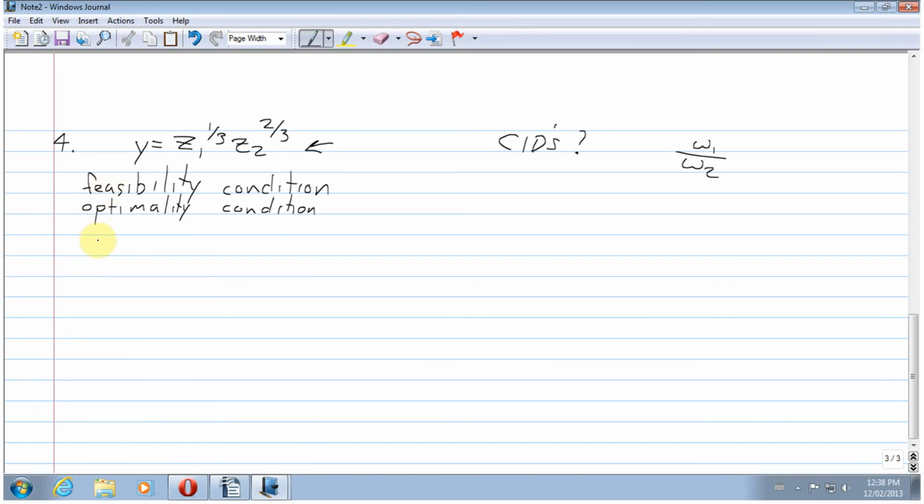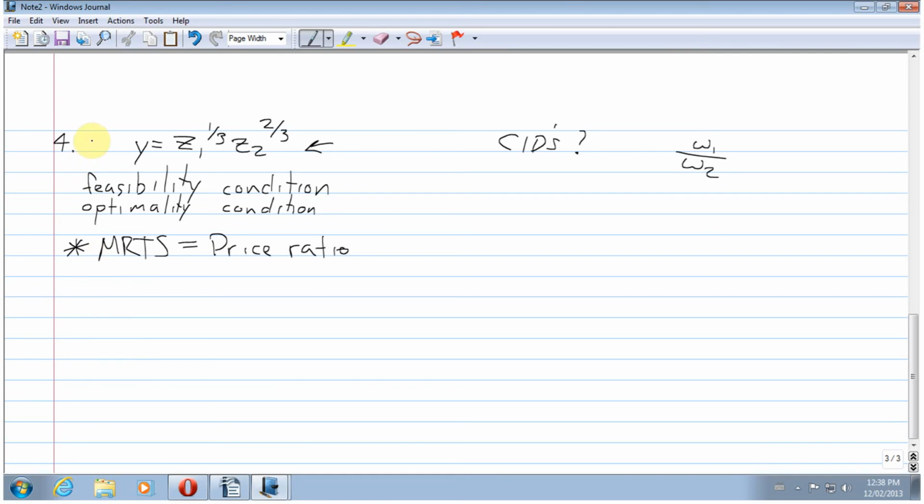So the optimality condition for a diminishing MRTS problem is that the MRTS has to equal the price ratio. And someone figured this out a really, really long time ago. I don't even know who it was. But this is the optimality condition for this type of problem.